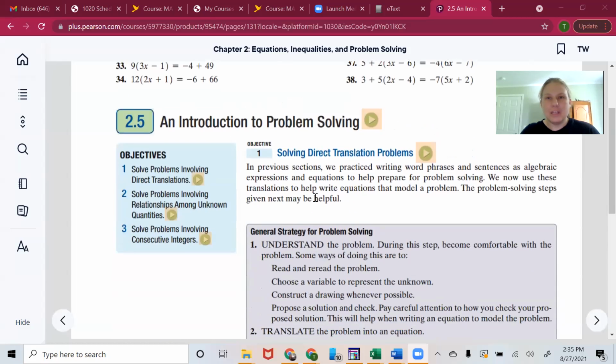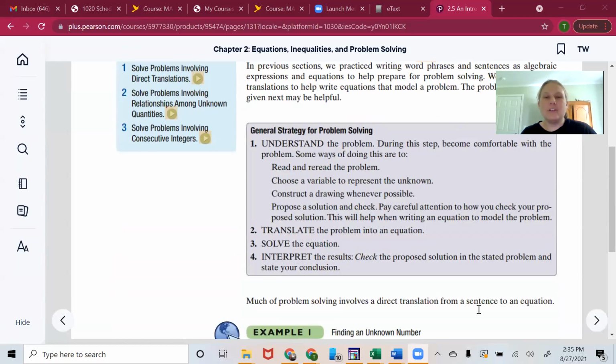So the first thing that we are going to do is look at the box on page 111 in your ebook. Here it is. The first thing that we want to talk about is our general strategy for problem solving. This is what we are going to use for the next 4 sections to be able to do these problems. So number 1, you want to make sure that you understand the problem, understand what it's asking for.